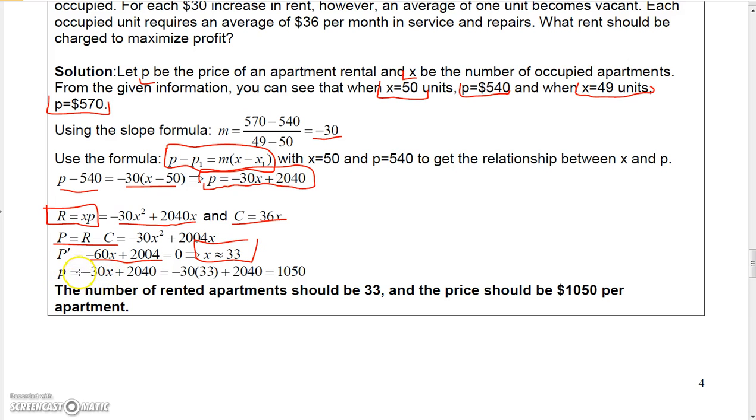And so if you plug 33 into your price function, you can actually get the price that you should charge. So you should charge a price of 1,050, and you'll only have 33 apartments rented, but that will maximize your profit.